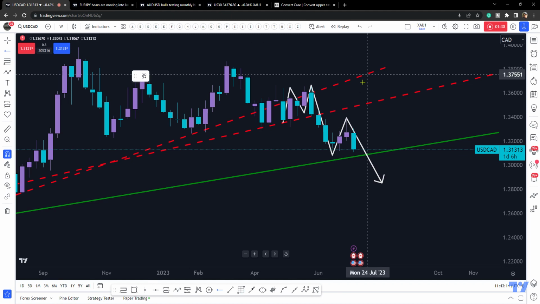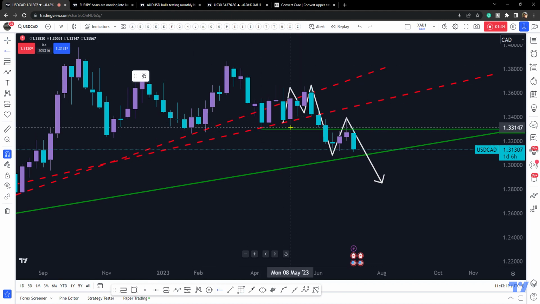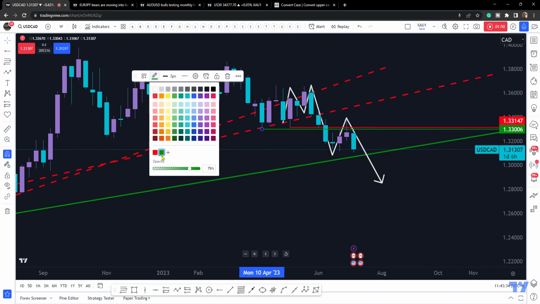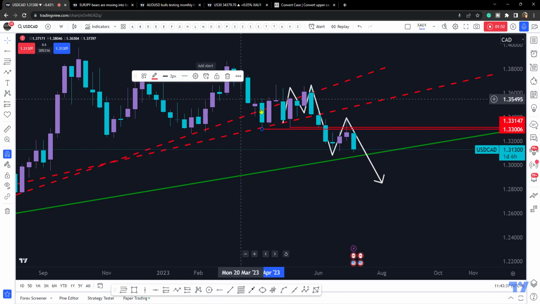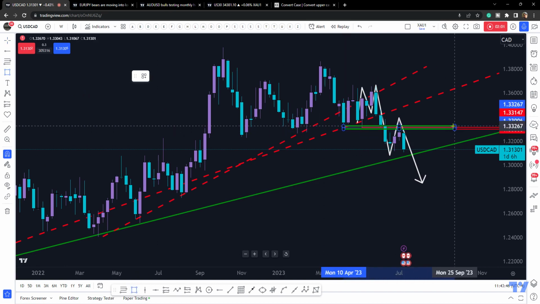So the lowest leg was there and here. So that was an area, well, let's turn those red. So those are now resistance. And they are broken resistance. But we'll leave them solid like that, and as an area of resistance.